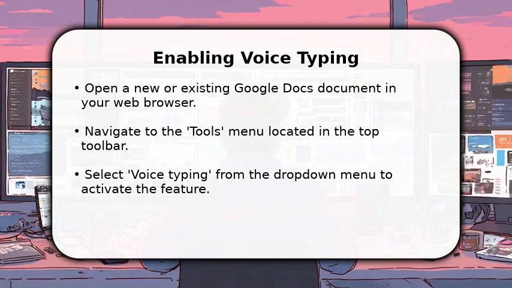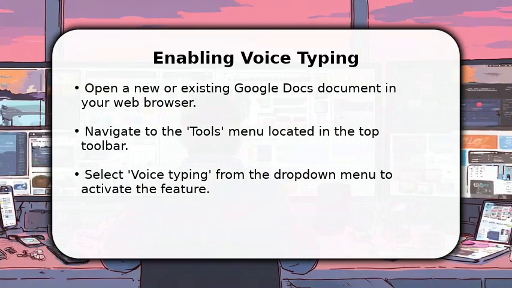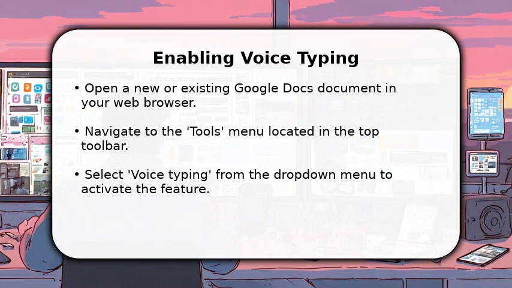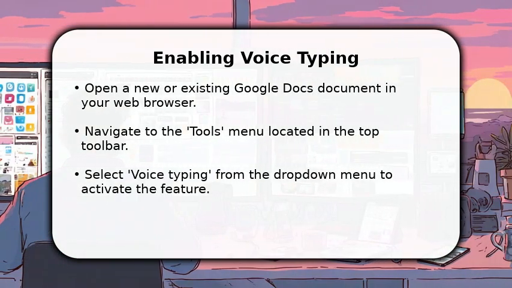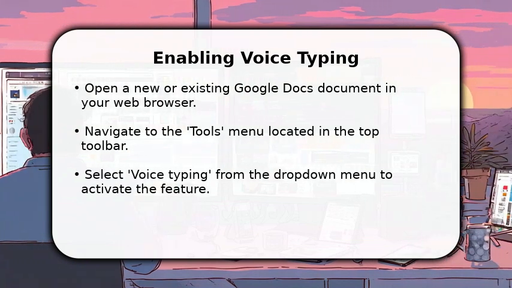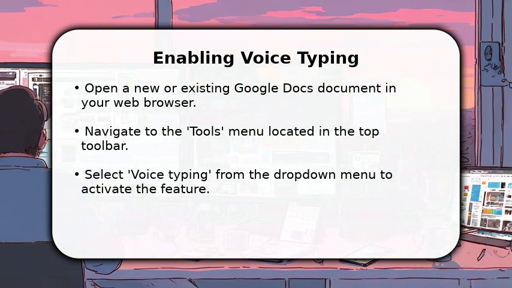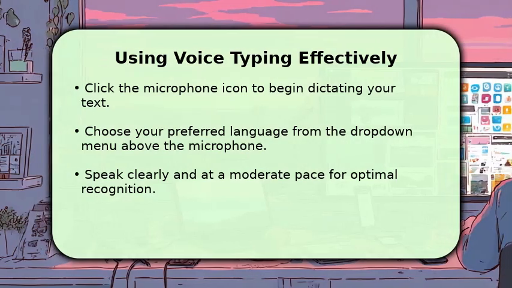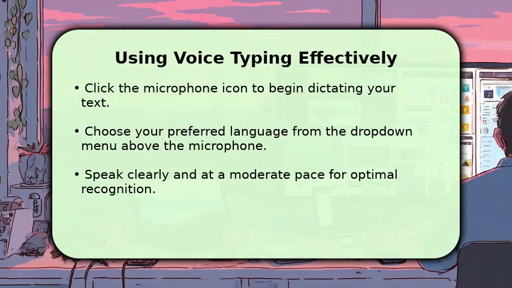You'll then see a small microphone icon appear, usually on the left side of your document. This indicates that the voice typing tool is now active and ready for your input, making it simple to begin dictating your text directly into your document with just one click. To start dictating, simply click the microphone icon.